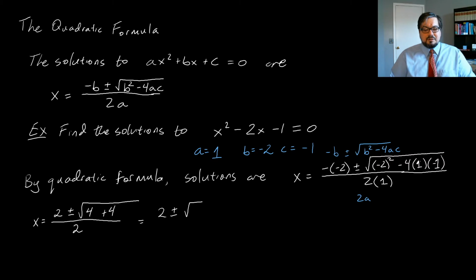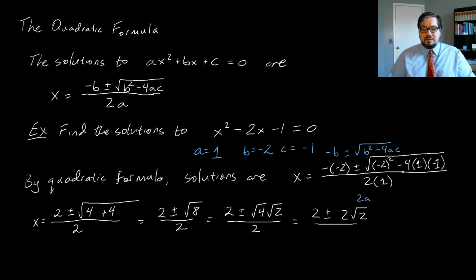Simplifying things further, that means that we get 2 plus or minus the square root of 8 over 2. You do want to simplify your radicals when you get to this point and write 2 plus or minus the square root of 4 times the square root of 2 over 2. We do that because 4 is a perfect square, which is a factor of 8. And so we get 2 plus or minus 2 times the square root of 2 over 2.